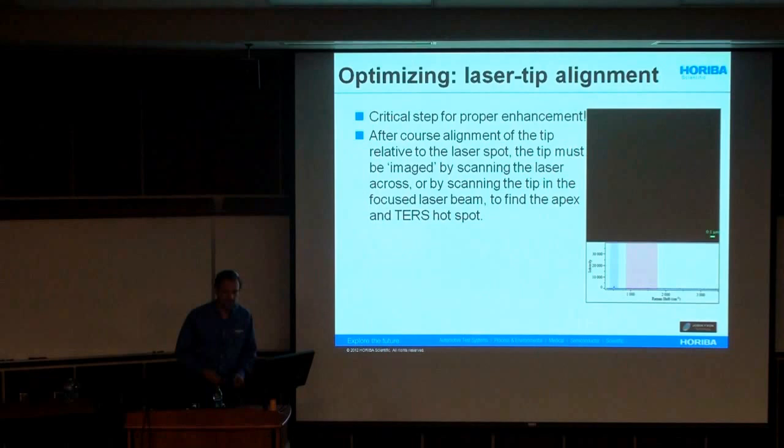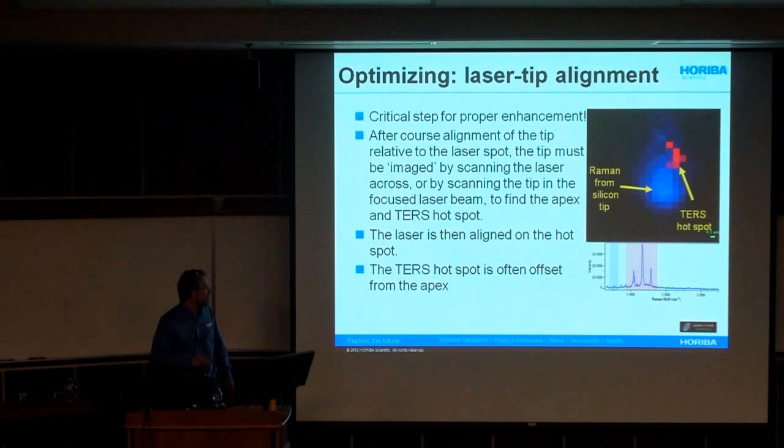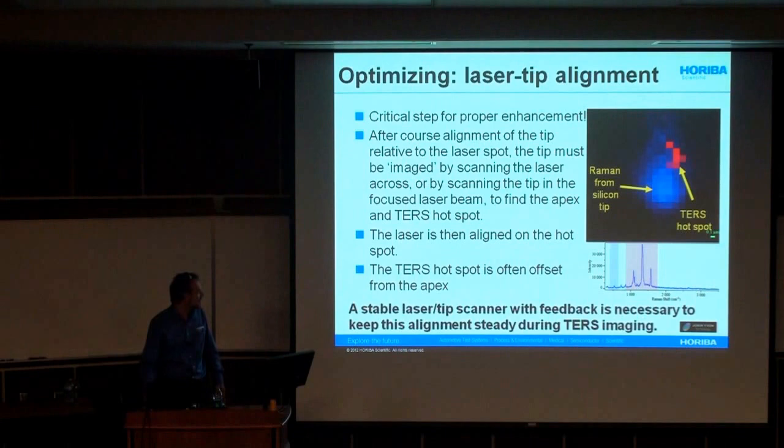We basically scan the tip. Here is a representation of the laser scan across the tip. We see the silicon signal from the tip here, silicon tip, showing here, and then the TERS signal is here, and it shows as a hotspot. The TERS hotspot is often offset from the apex. I'm going to move a bit faster here because I see the time is running.